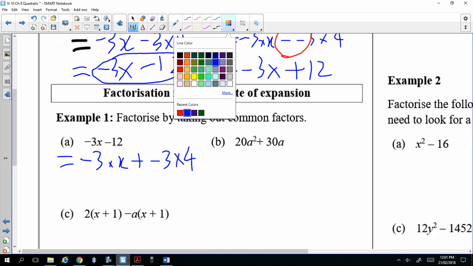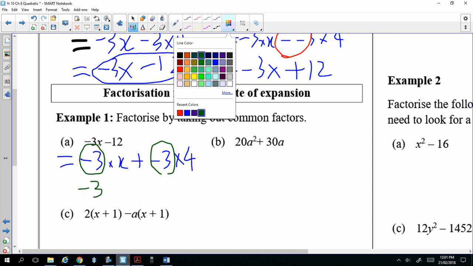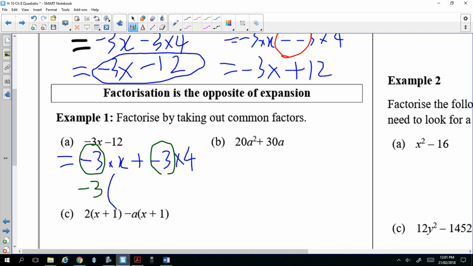Why do I put a plus there? Because I have to take the -3 out, because -3 is common. So you write -3 and then open bracket x plus 4. So exactly, when you take a negative from both of the terms, the negative will become a plus. Okay? All right.